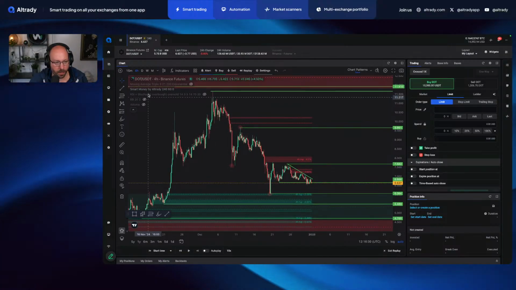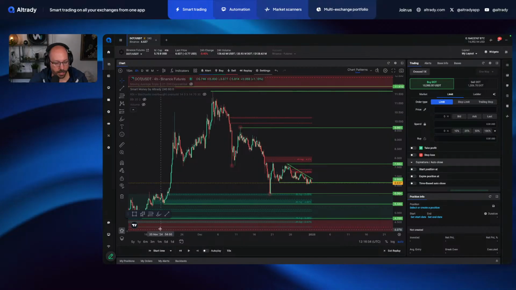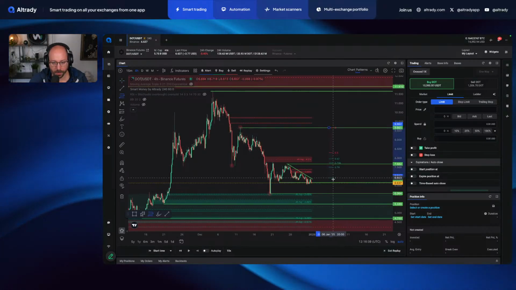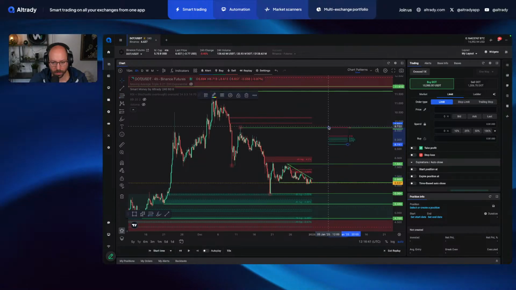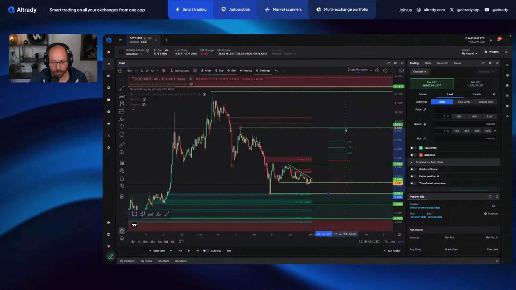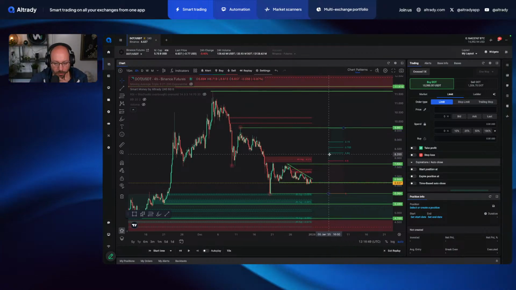But we can also enable or add the Fibonacci one. So that's from there to, no, why do I always do that the wrong way? From there to there, like that. So we have the optimal entry zone right here.